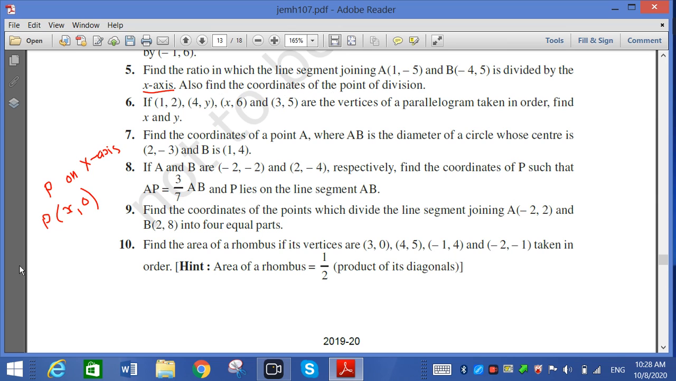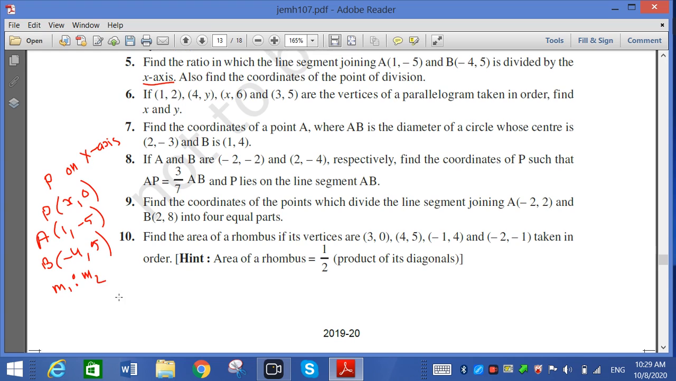And we have coordinate of A, that is 1 comma minus 5. B, minus 4 comma 5. So P coordinate is x comma 0, A coordinate 1 comma minus 5, B coordinate minus 4 comma 5. Now if I want to find out the value of x, first of all I have to find out the ratio, because in it the ratio is not there. So first I have to find out the ratio.